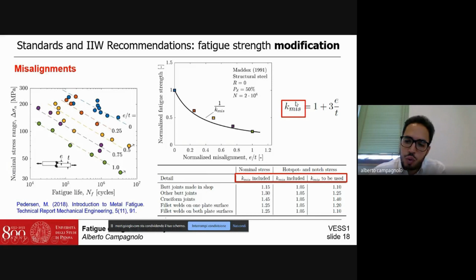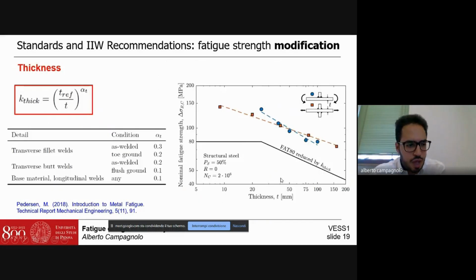And so we have to include this factor only if it is higher than that reported in this table. Also, the hot spot and notch stress approaches already include some misalignments. Going to the thickness effect, we know also from the first presentation of today that the fatigue strength behavior of the materials is affected by a scale effect.